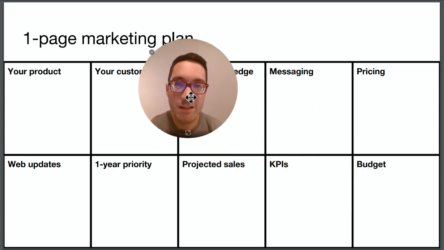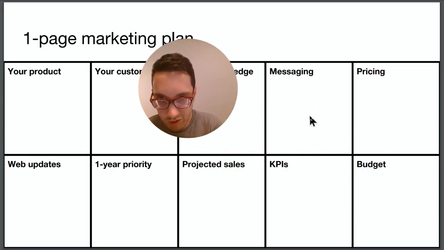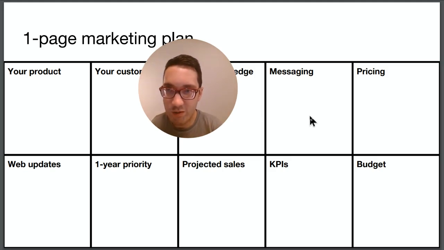Next one is messaging. Once you've figured out your product, customer, and competitive edge, now we can put that all together in a messaging area so that you're speaking the same language across your social media, your website, everything. Your messaging is key. We want to make sure that whether you're lighthearted, playful, or entertaining, whether you're a brand or you're trying to build this business and build some sort of image for it, your messaging should be fairly standardized across the board.